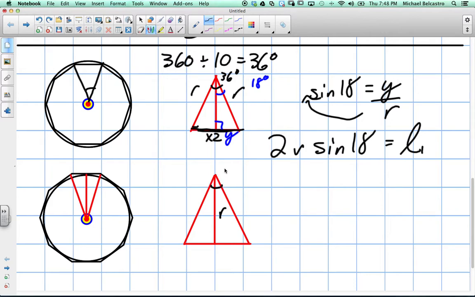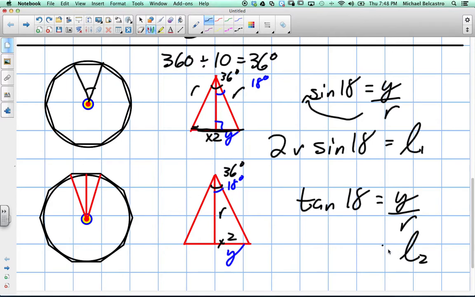This angle we know will be 36, and when we split it in half, 18 degrees. And this time, this is being our y. Okay. We have to set up a tangent ratio. So tan 18 is equal to opposite, which is y, over the radius. And again, we have to multiply by 2, so we'll say our L2 is equal to 2r tan 18.